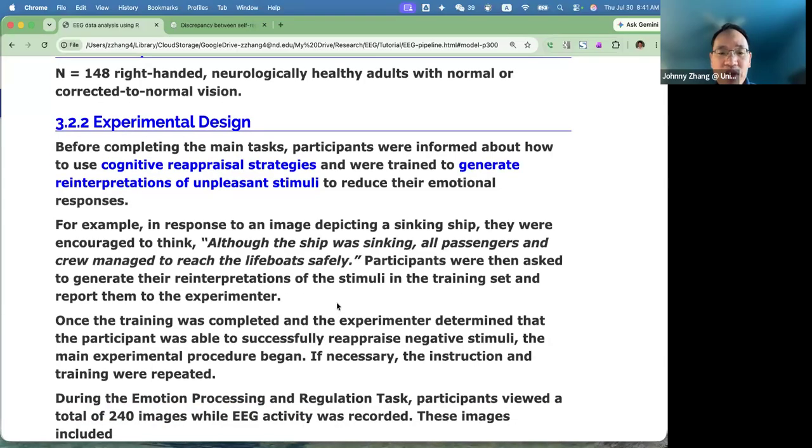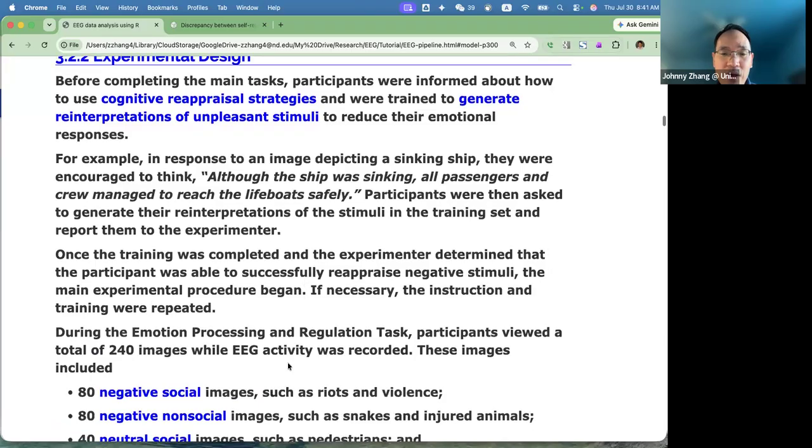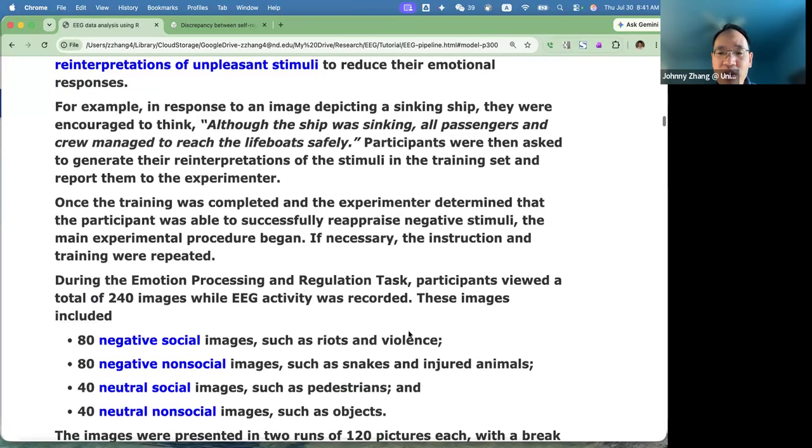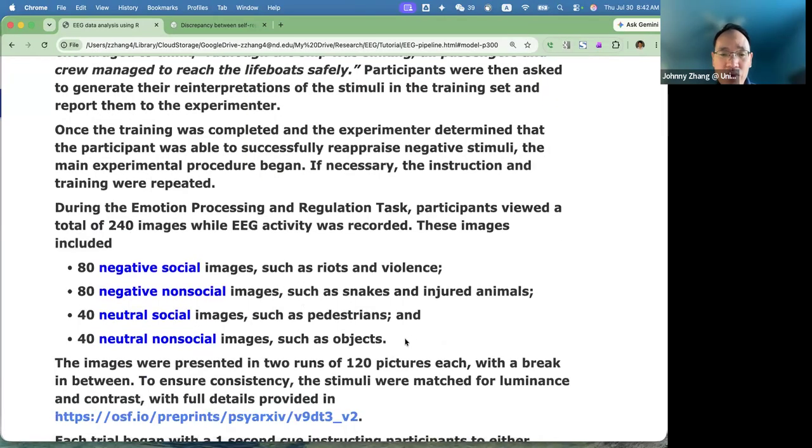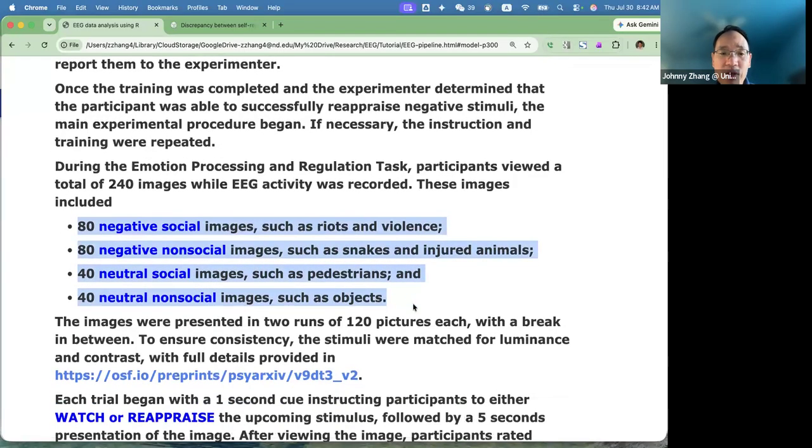The researchers first gave training to the participants so that they can successfully reappraise an image. Then the experiment started. During the experiment, each participant was given a total of 240 images, and at the same time, the EEG signals were recorded. So those are the images presented to the participants.